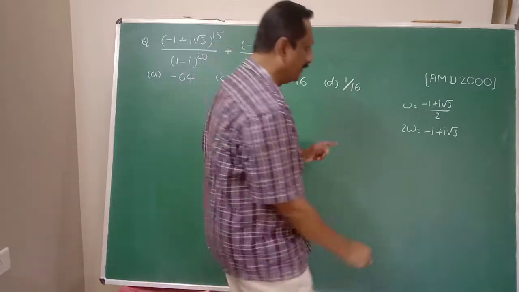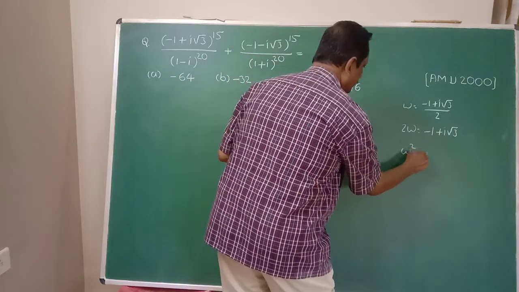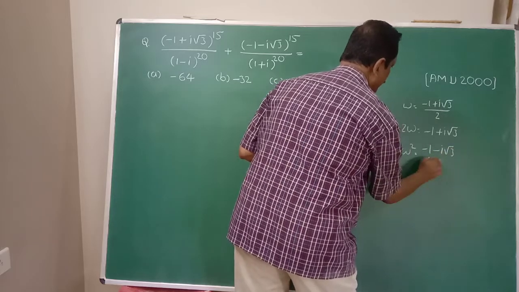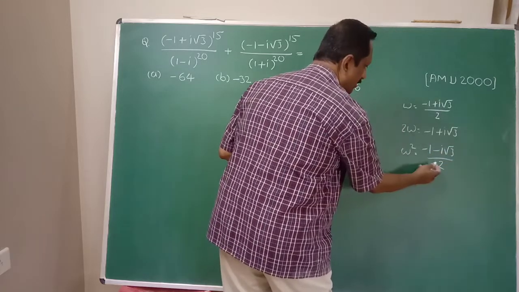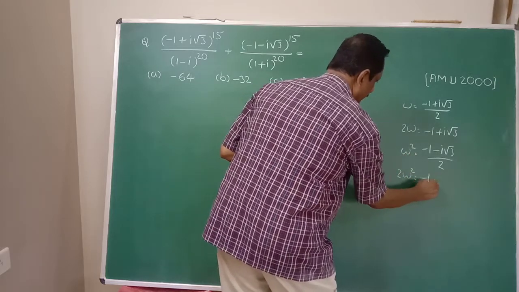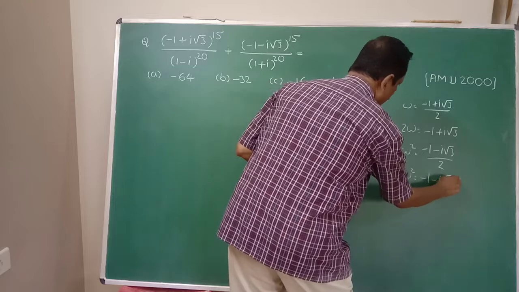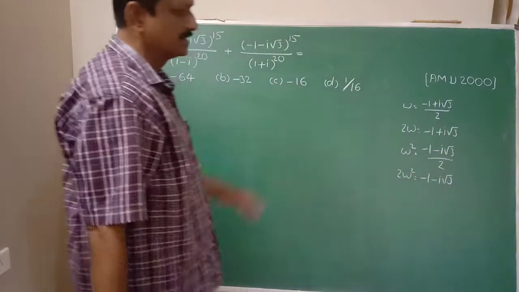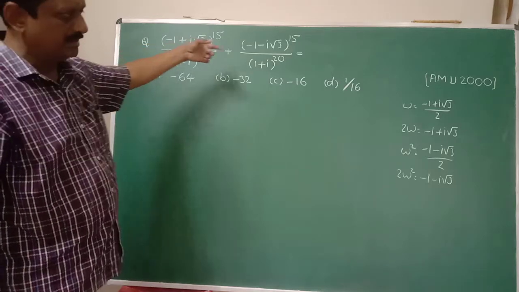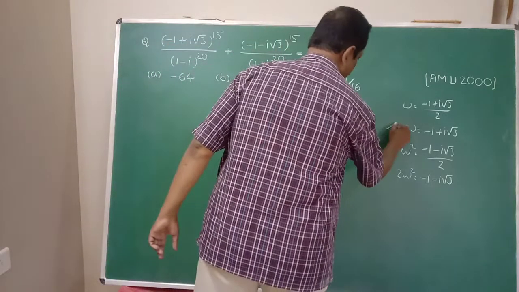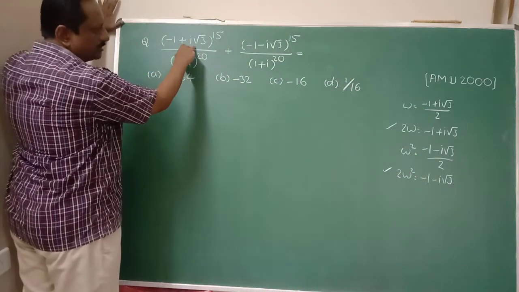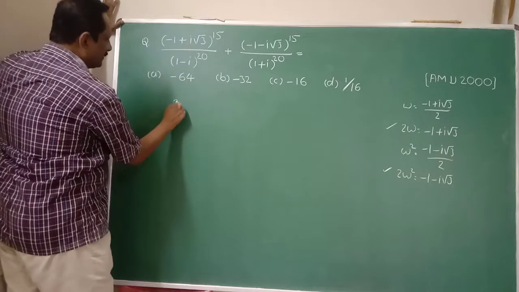Similarly, omega square is (minus 1 minus i root 3) divided by 2. Take the 2 to this side: 2 omega square is minus 1 minus i into root 3. You can also multiply by 2 and divide by 2, otherwise you can use these two. Hence minus 1 plus i root 3 is 2 omega.